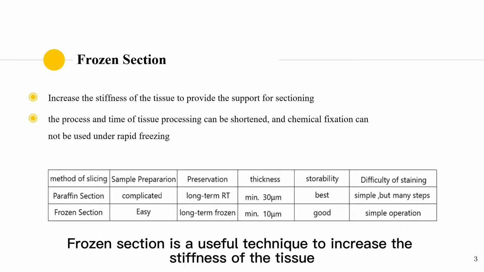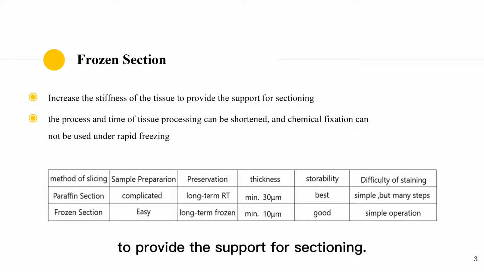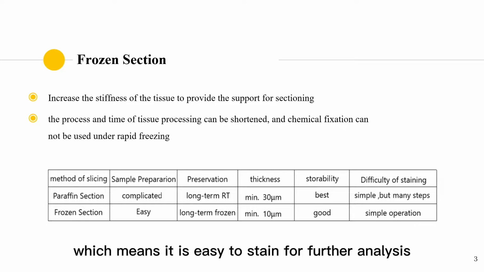Frozen section is a useful technique to increase the stiffness of the tissue to provide the support for sectioning. Its thickness can be close to 10 micrometers, which means it is easy to stain for further analysis.